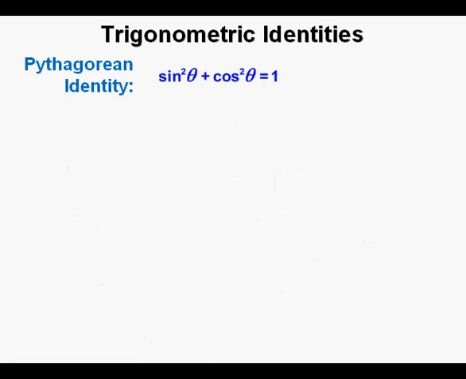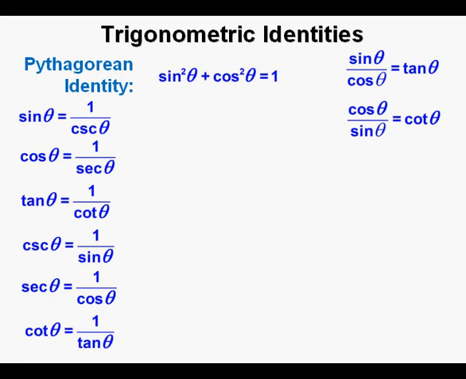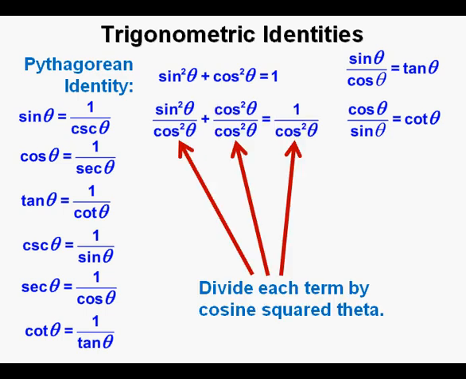Now we're going to go back to the Pythagorean identity, usually written as sine squared theta plus cosine squared theta equals 1. And to help us develop new identities, we'll access the reciprocal identities here at the left, along with the tangent and cotangent identities at the upper right. Let's divide the Pythagorean identity by cosine squared theta.